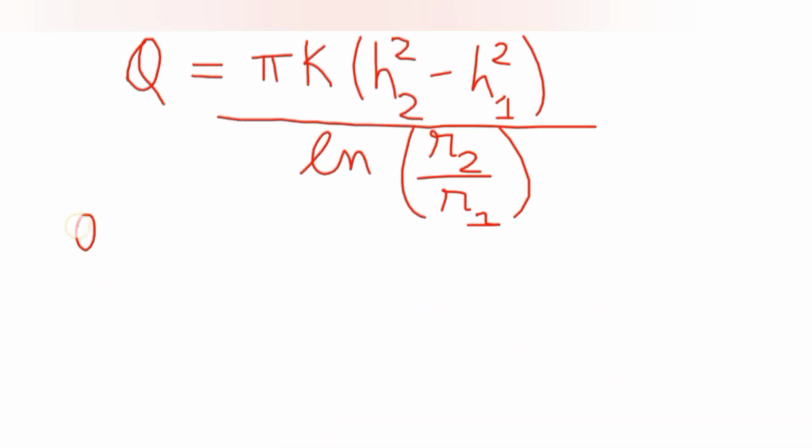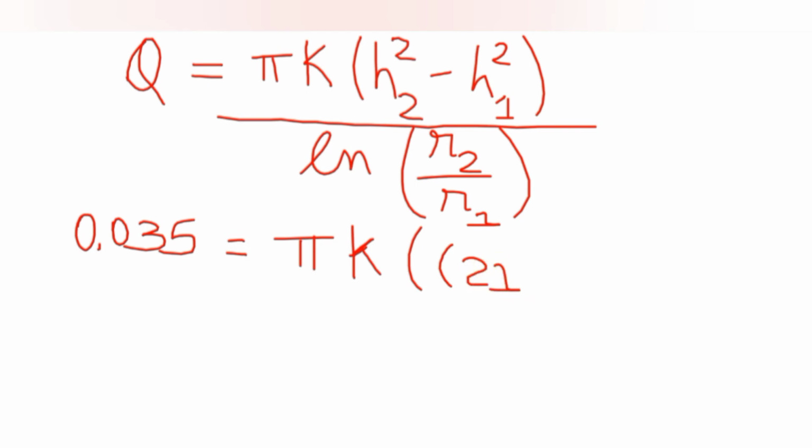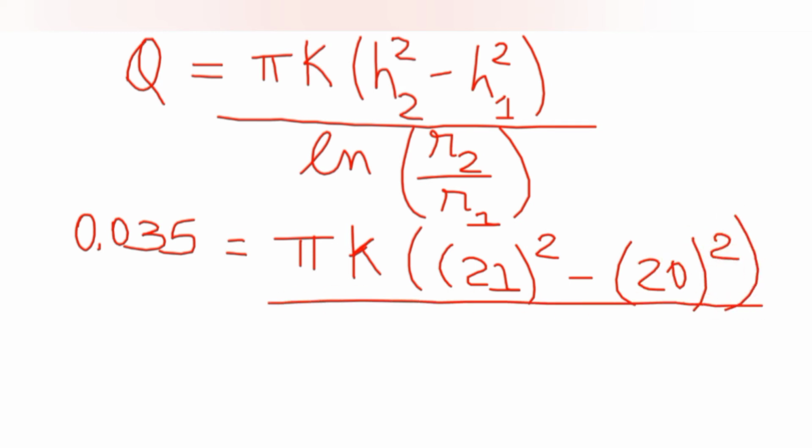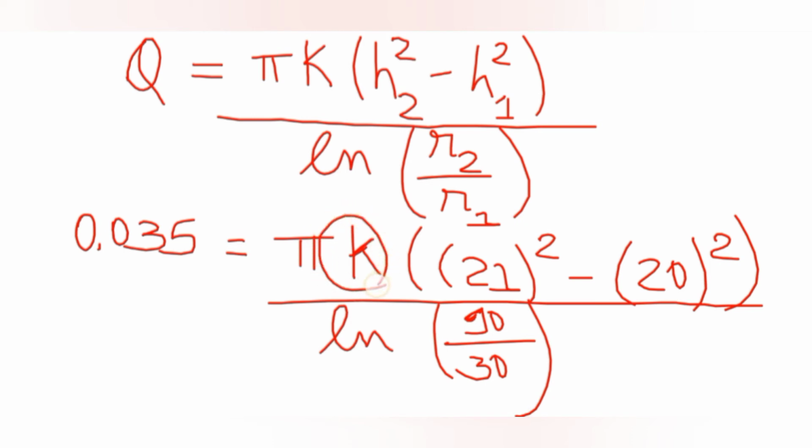Q, 0.035, is equal to pi k into H2 square, H2 is 21, so 21 square, minus H1 square, H1 is 20, so 20 square, divided by ln R2 by R1. R2 is 90 meter and R1 is 30 meter, so ln 90 by 30. On solving this, we'll get the value of K, that is the coefficient of permeability.